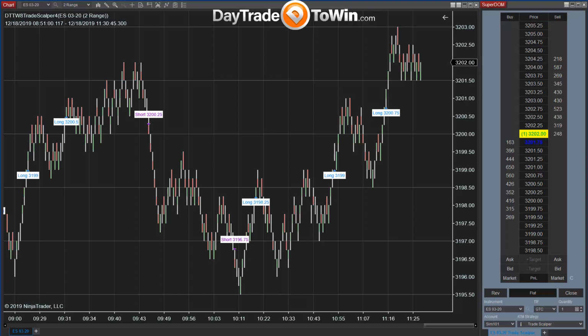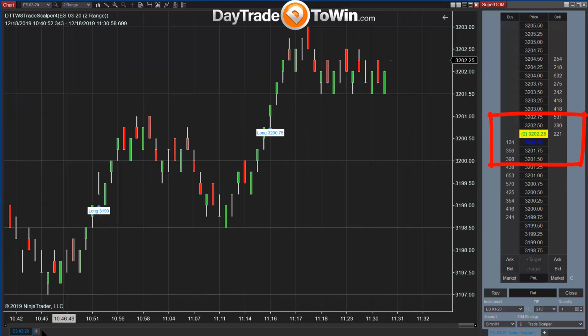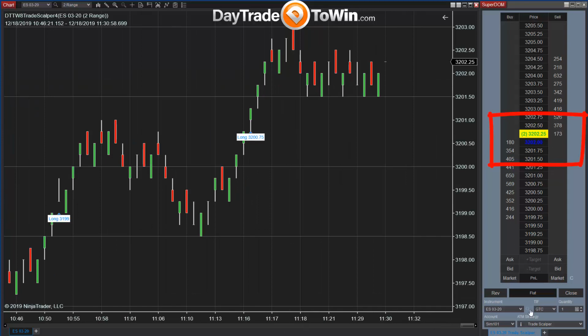What you're seeing here is the Trade Scalper for today, December 18th, 2019. These are the signals that everyone gets on their charts. And if you look at where the current price is trading, here is the Superdome, and here is where the price is live at the moment. If I wanted to place an order to buy the market, I want to be a buyer, I want to go long, I would have to do it in one of two ways.